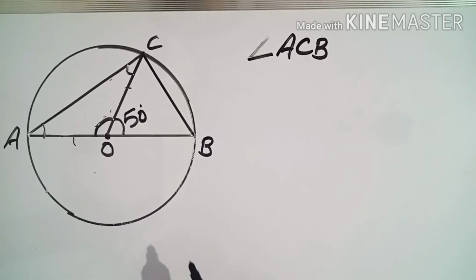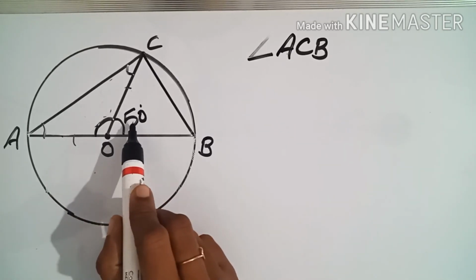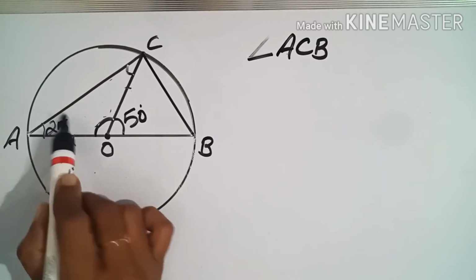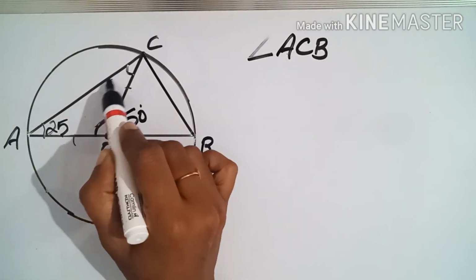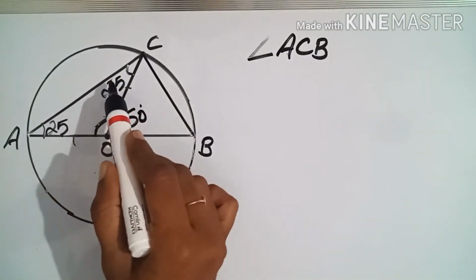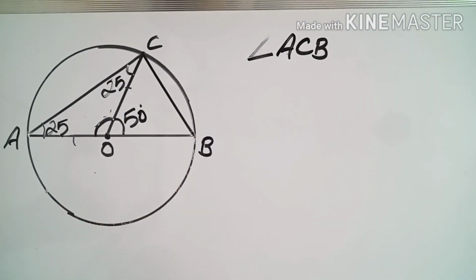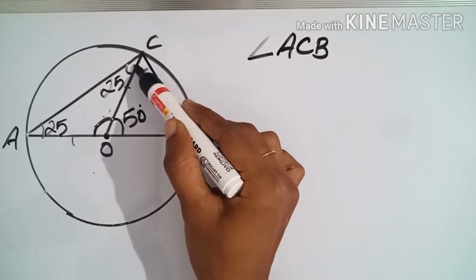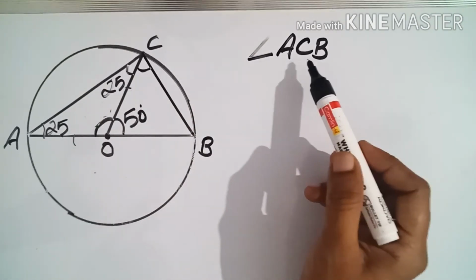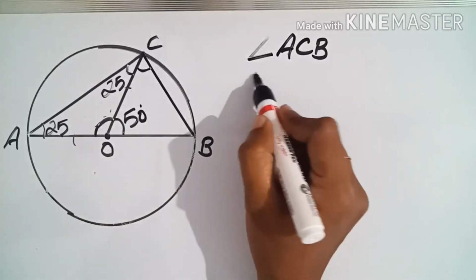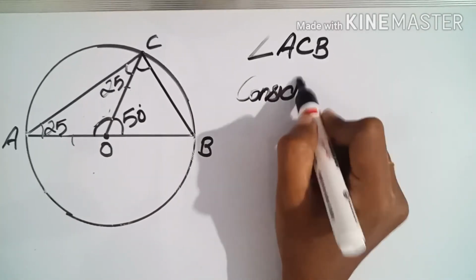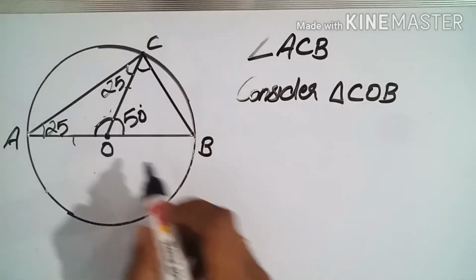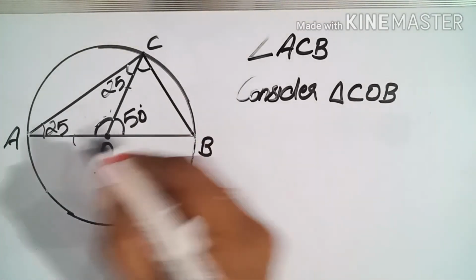According to the previous question we found that if this is 50 degree, what will be this angle? 25 degree. That we already found in the previous question. 25 degree here, 25 degree here, it will be 50 degree. Now here we need to find this angle also, then only we can find the angle ACB. So for that, consider triangle COB.